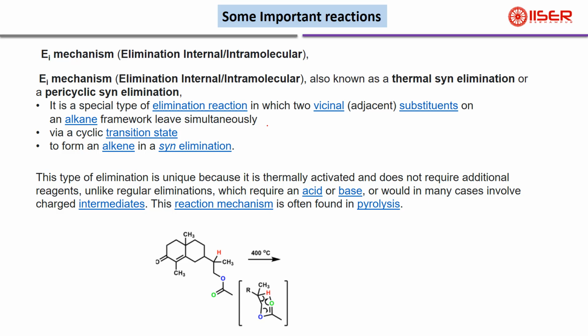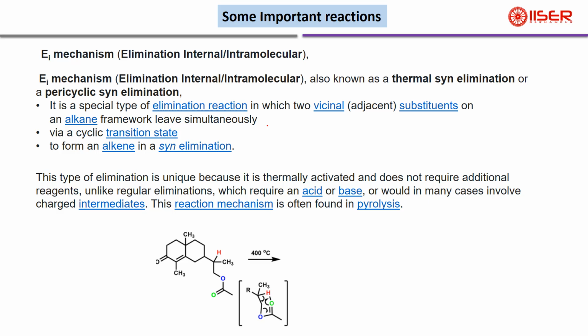If you remember the Peterson elimination, I discussed this I think in the last class maybe. There we know that Peterson elimination is of two types. One is base catalyzed, another one is acid catalyzed. Whenever there is an acid catalyzed Peterson elimination, there will be an anti-elimination. But whenever there is a base catalyzed Peterson elimination, there will be a syn elimination. So this is that kind of syn elimination.